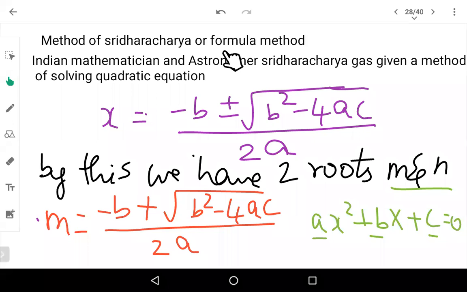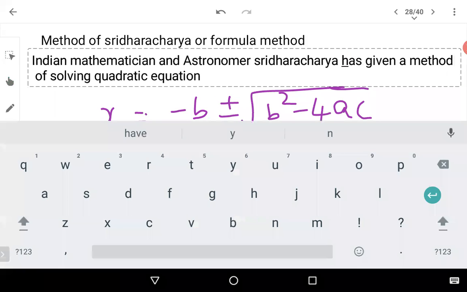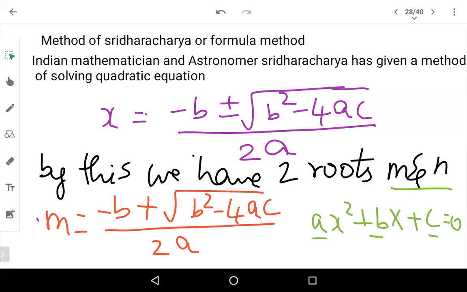Now, formula method is also known as Sridharacharya method. Okay, now this Indian mathematician and astronomer, his name is Sridharacharya. He has given the method of solving the equation under formula method. So here it is very, very easy. No need to break your head about any factorization part or anything. But specifically when they ask you to solve using factorization method, you have to do it. So let us learn this method first.